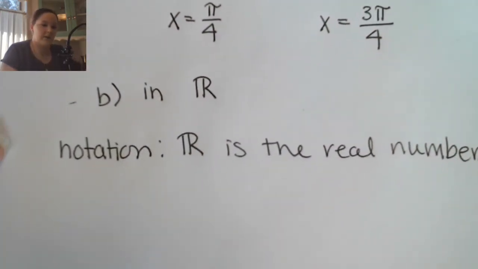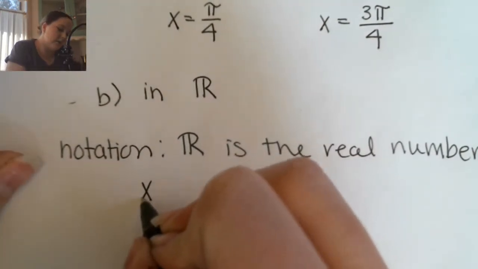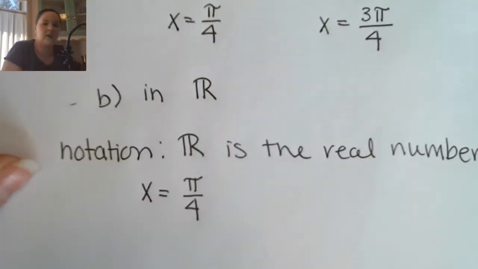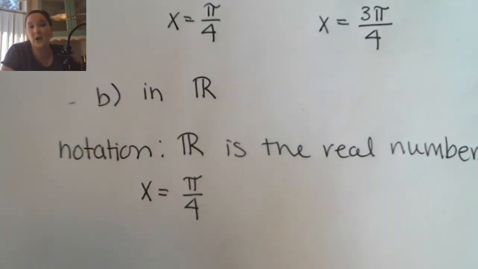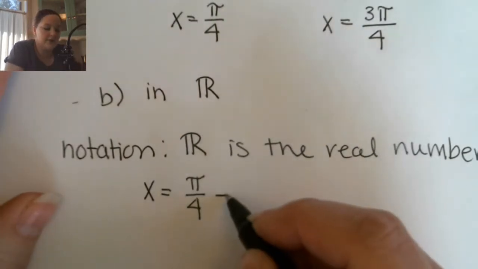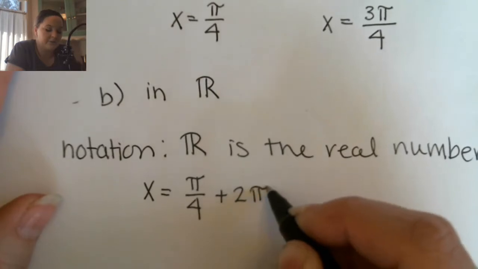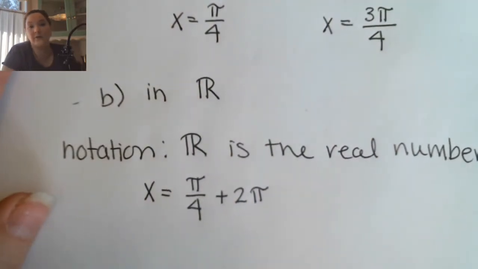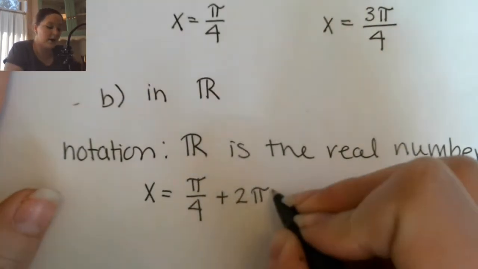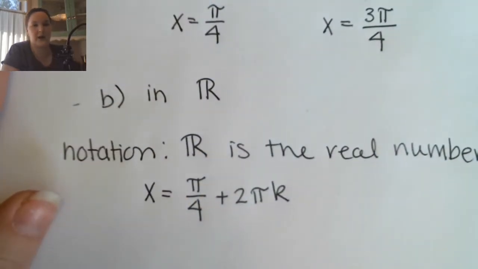Now this is very similar. We're going to start with the solutions that we got from the first rotation, pi over 4, and then we're going to say any coterminal angle. So remember, how do you get coterminal angles? Well, you add 2 pi, or you add 4 pi, or 6 pi, or negative 2 pi, or negative 4 pi. So you're adding a multiple of 2 pi.